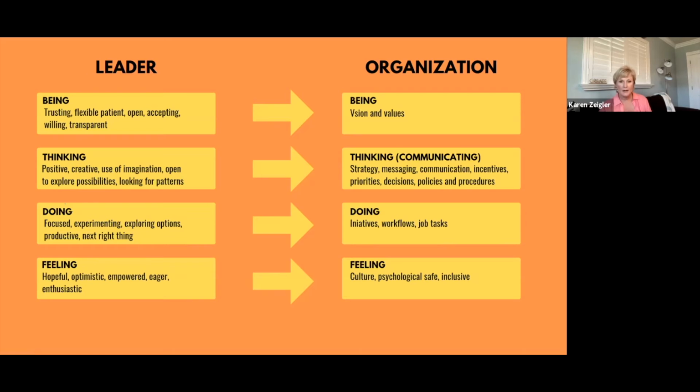Well, I'll just throw one out here. One organization I was working with was in the trucking industry, and their frontline managers were also the main sales force for the team. So they sold as well as managed, which is a tremendous responsibility on one person, or even two if they had a salesperson with them.